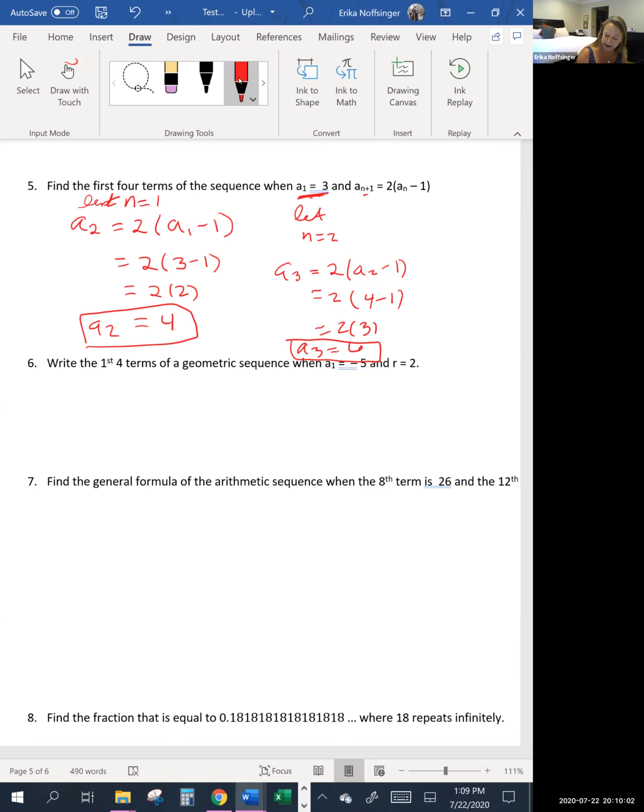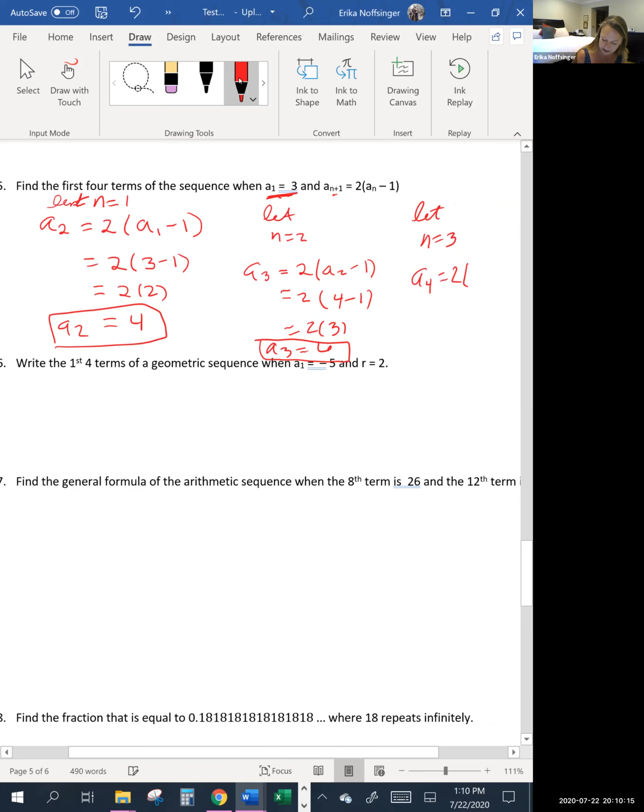One more, let n equal 3. If we let n equal 3, plugging it in, we have a sub 3 plus 1, so a sub 4. This is equal to 2 all times a sub 3 minus 1. Again, we just found the term right before, a sub 3, so this is 6 minus 1 inside the parentheses. So 2 times 5 gives us 10. So this is a sub 4.